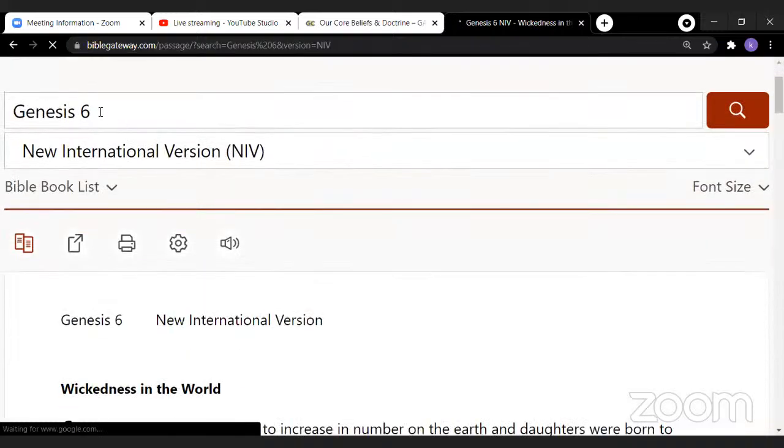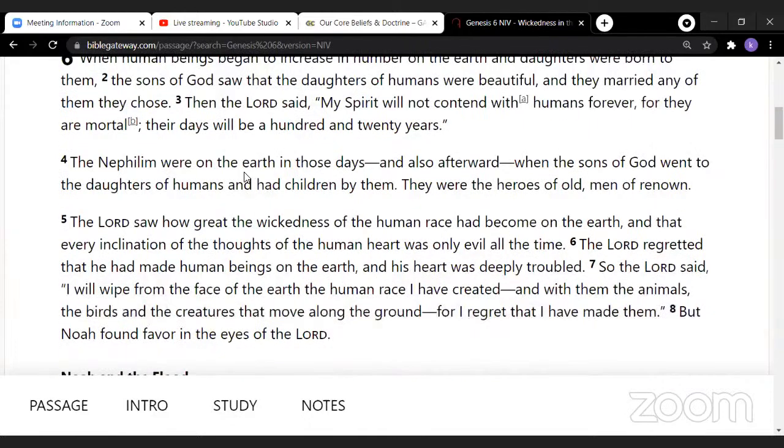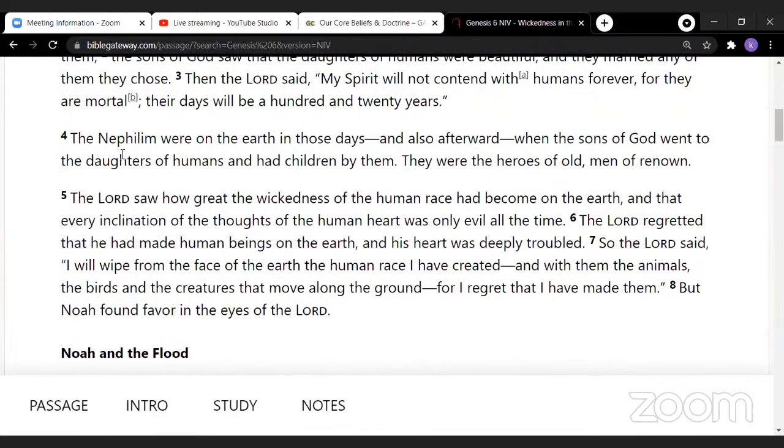So Genesis 6:1-4. When human beings began to increase in number on the earth, and daughters were born to them, the sons of the Most High saw the daughters of humans were beautiful, and they married any of them. Then the Most High said, my spirit will not contend with humans forever, for they are mortal. Their days will be 120 years. The Nephilim were on earth in those days, and also afterward, when the sons of the Most High went into the daughters of humans and had children by them. They were the heroes of old, men of renown.